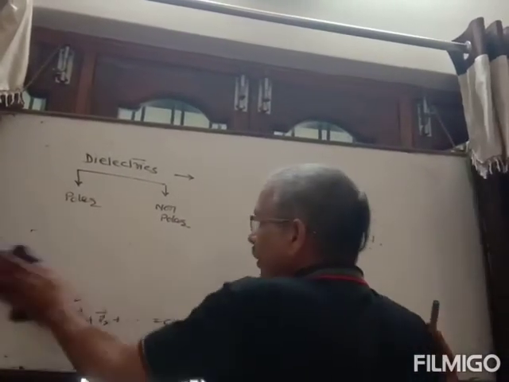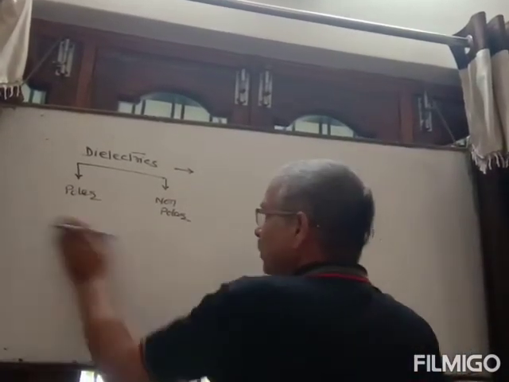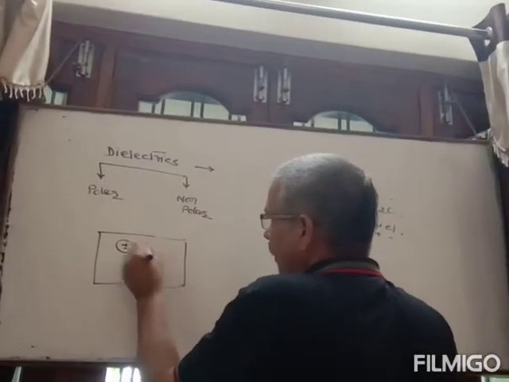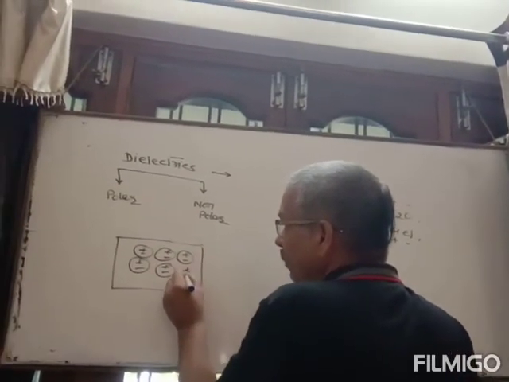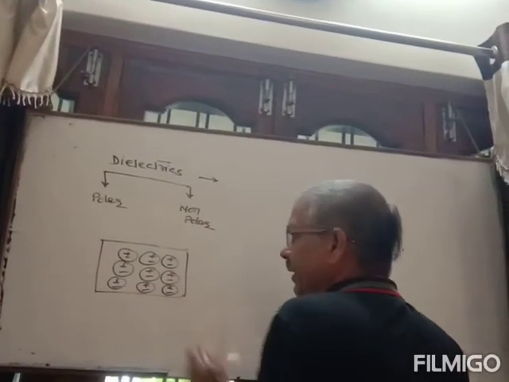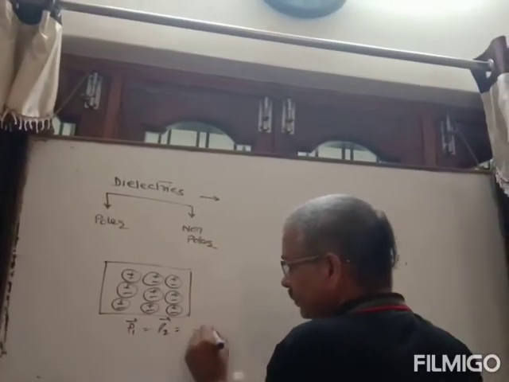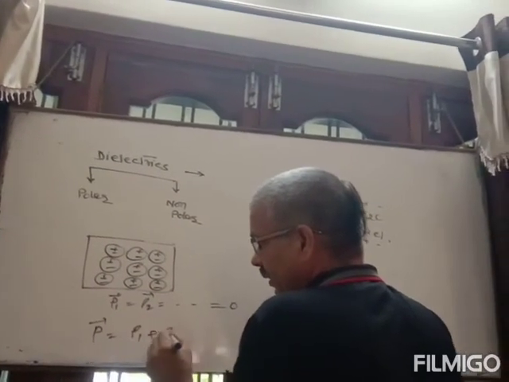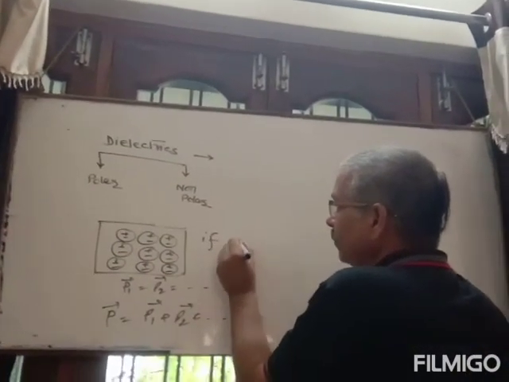Similarly, the second type of dielectric is the non-polar dielectric. In a non-polar dielectric, what happens? The positive and negative charge centers coincide. And if they coincide, it means their individual dipole moment is zero, because the distance between the positive and negative charge is zero. As well, the resultant dipole moment is also zero in the absence of an electric field.